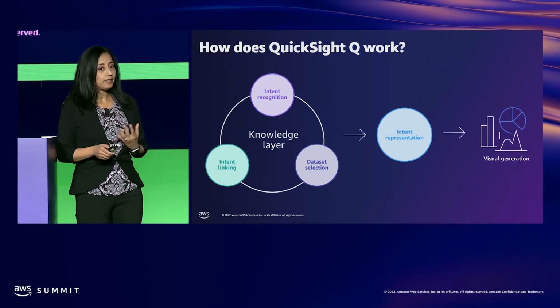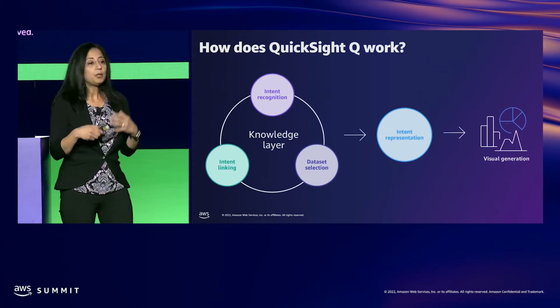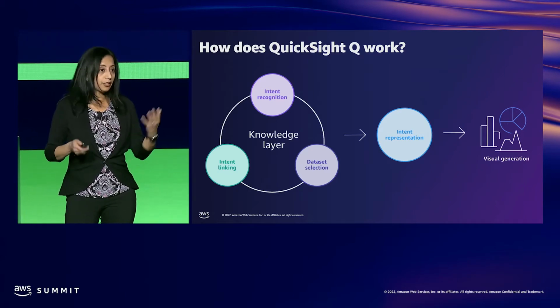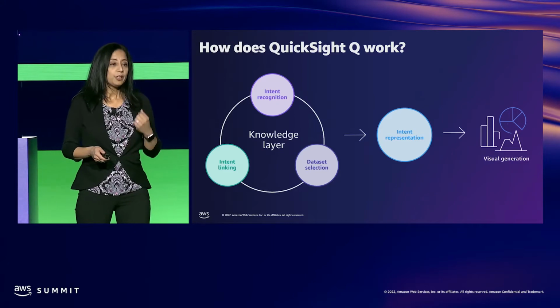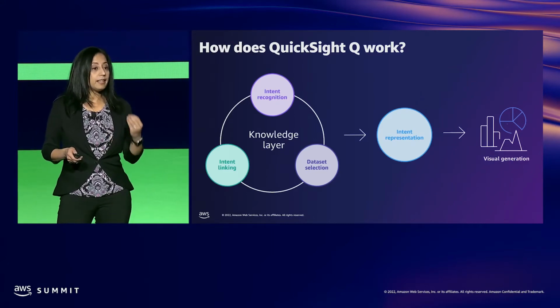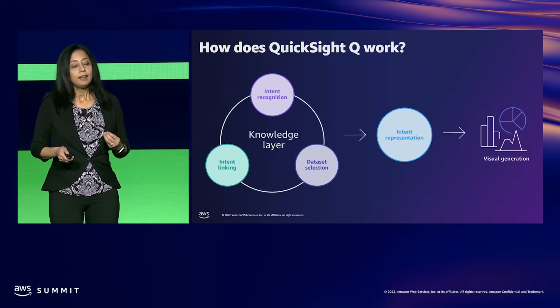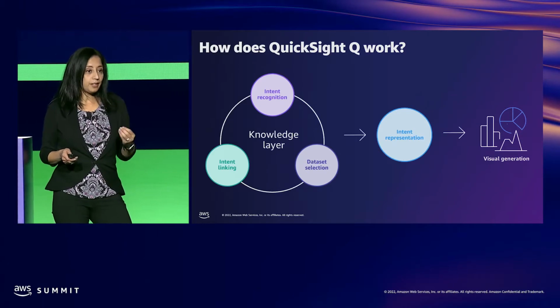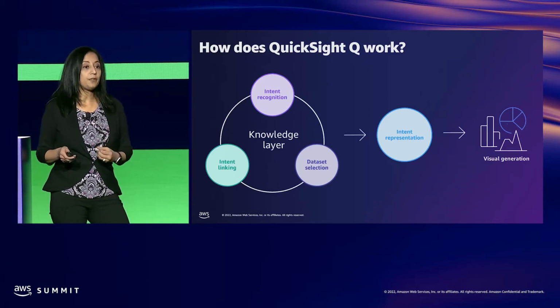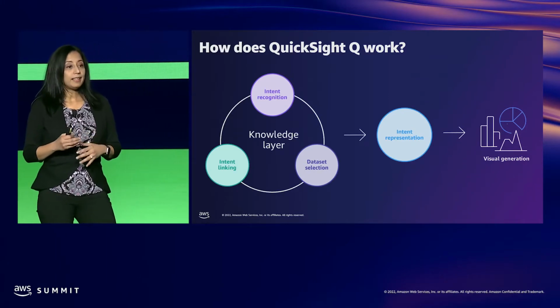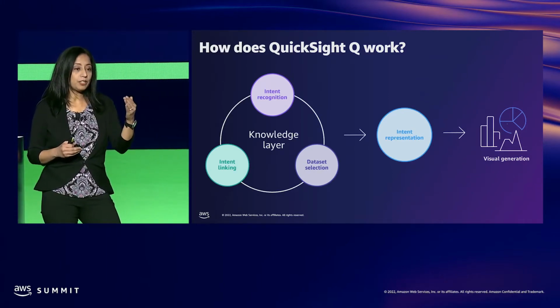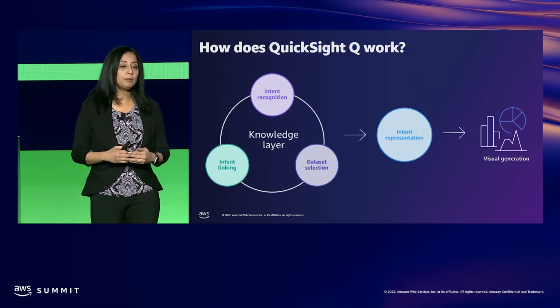At a very high level, when you ask a question in QuickSight Q, like show me weekly revenue week over week for California compared to New York, Q needs to understand the intents in the question. And then it needs to take the intent of the question and first identify what data it needs to query. And then it needs to link the intent in the question to the underlying elements of the data.